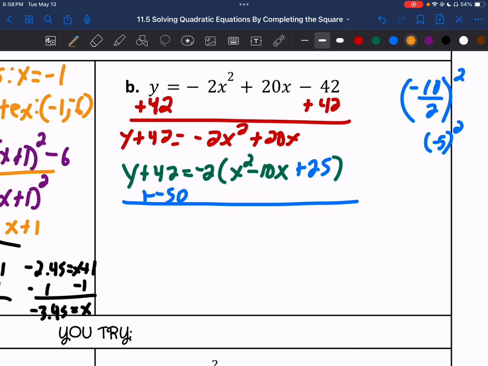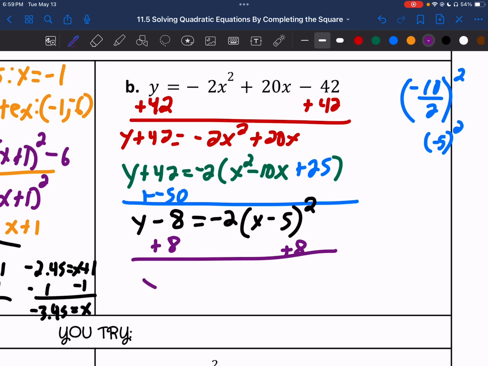So our next step here, we are going to write this. So y, 42 plus negative 50 is y minus 8 is going to be equal to negative 2 times x minus 5, the quantity squared. And my final step is we add 8 to both sides. We get y equals negative 2 times x minus 5 squared plus 8.